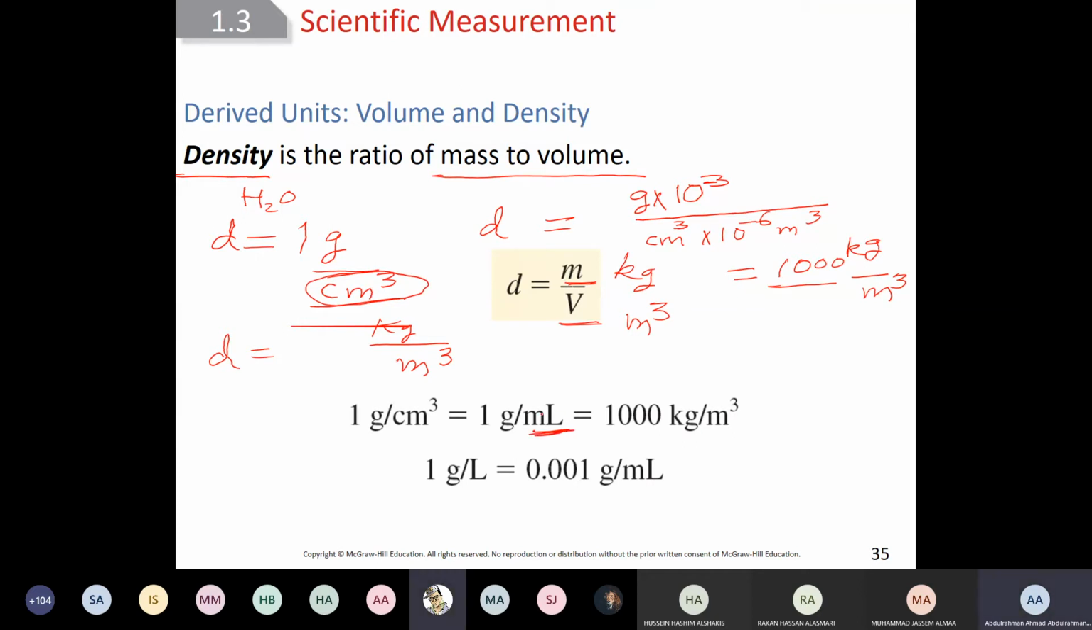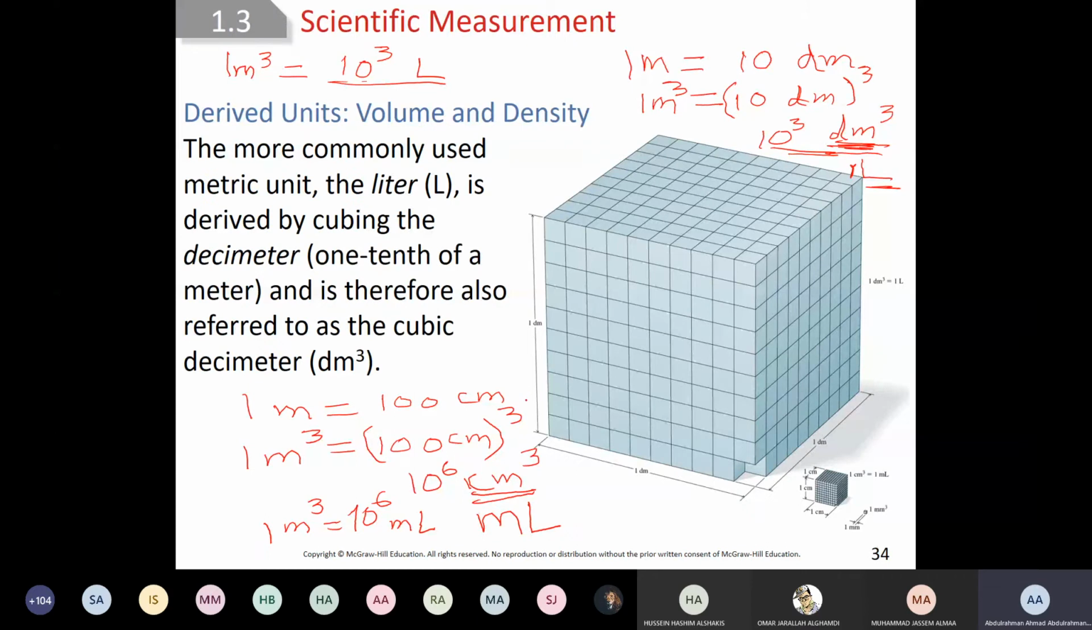Sorry, I didn't hear well. Centimeter cube. What's the other unit that I can use for it? Liter. Liter. Very good. What's your question about this one?